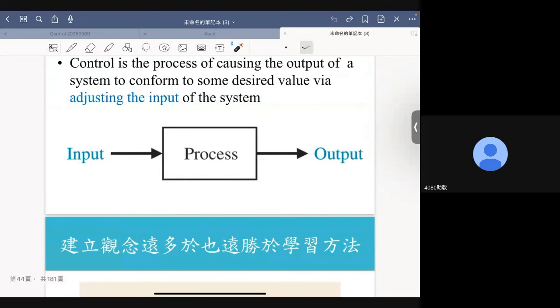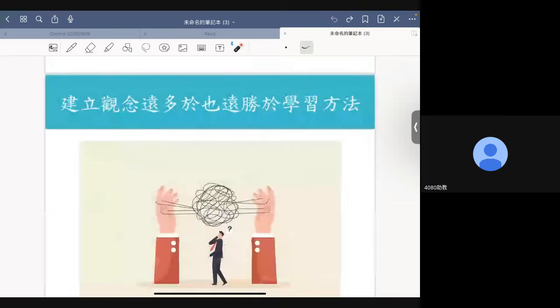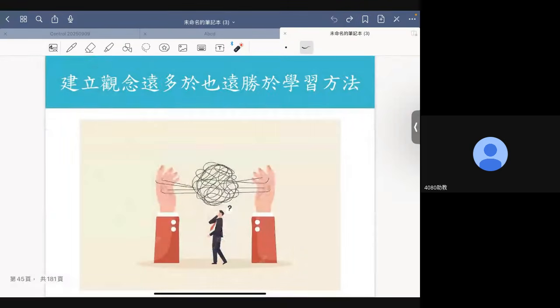Now, I want to emphasize two things. In this course, concept is more important than method. That is, don't expect to come to this course and learn one control method that you can use all the time in the future. That is not the case. For example, you go to a fighting club and tell the coach, tell me how to fight so I can win every battle. There is no such thing.